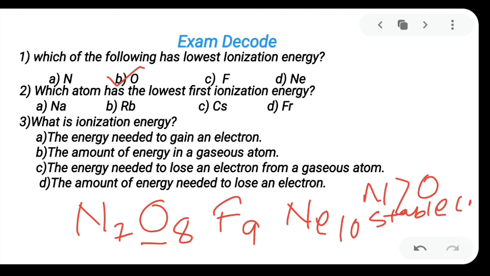Okay, now what is the third question? What is the ionization energy? The energy needed to gain an electron, the amount of energy in the gaseous atom, the energy needed to lose an electron from a gaseous atom, the amount of energy needed to lose an electron. So the answer is the energy needed to lose an electron from a gaseous atom. So the correct option is C.